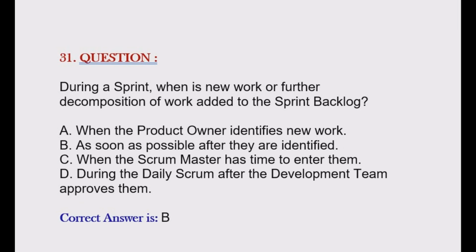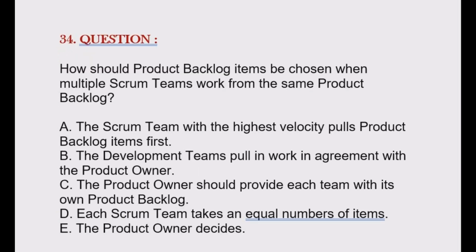Question is, during a sprint, when is new work or further decomposition of work added to the sprint backlog? Option A, when the product owner identifies new work. Option B, as soon as possible after they are identified. Option C, when the Scrum Master has time to enter them. Option D, during the daily Scrum after the development team approves them. Correct answer is option B.